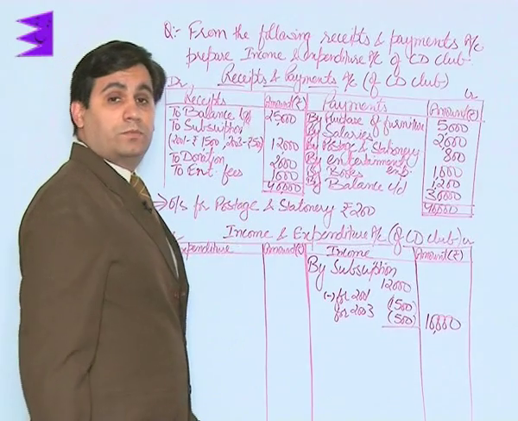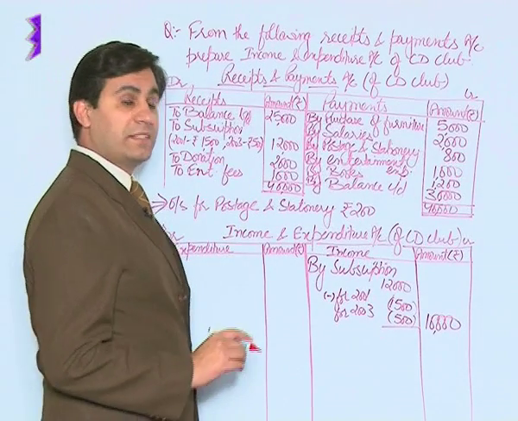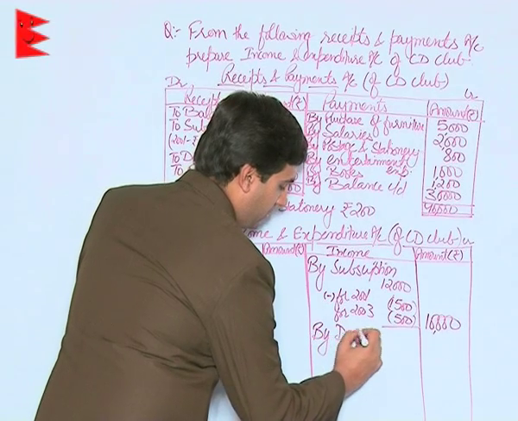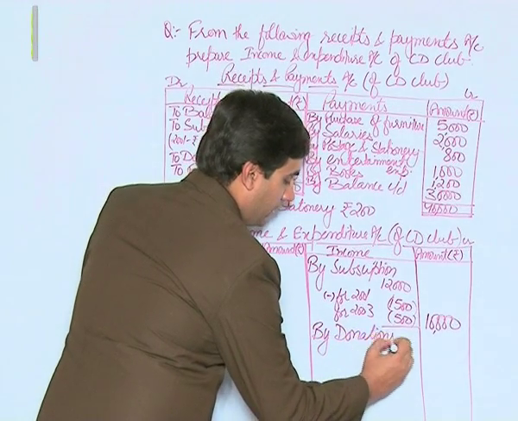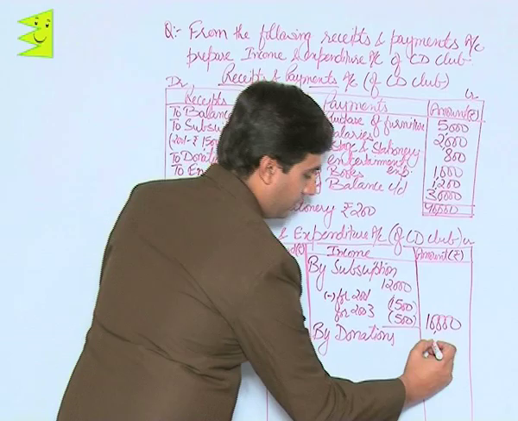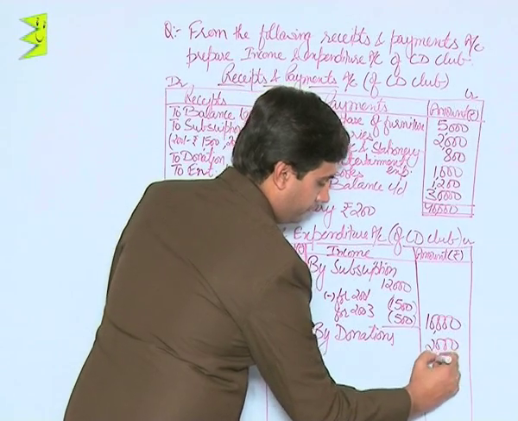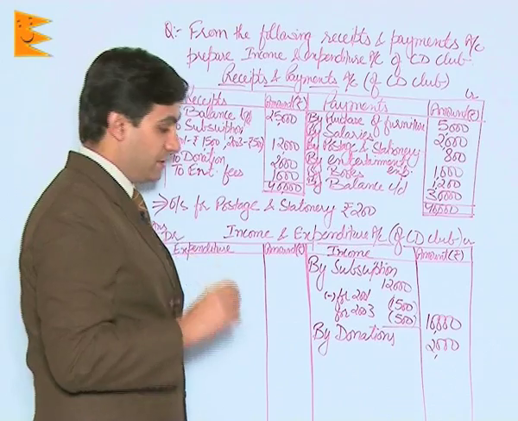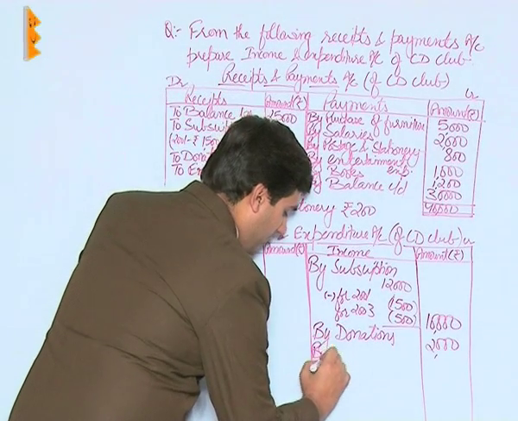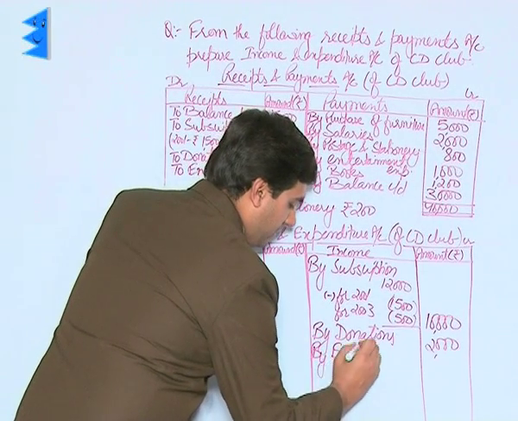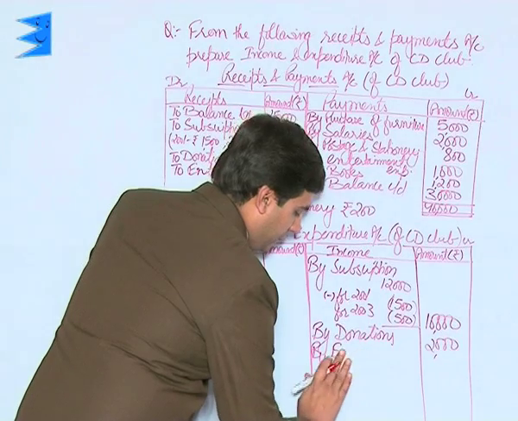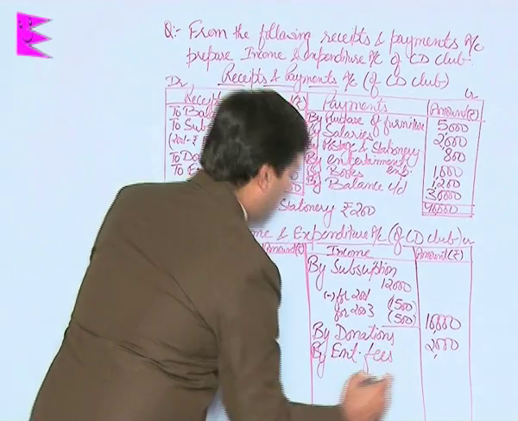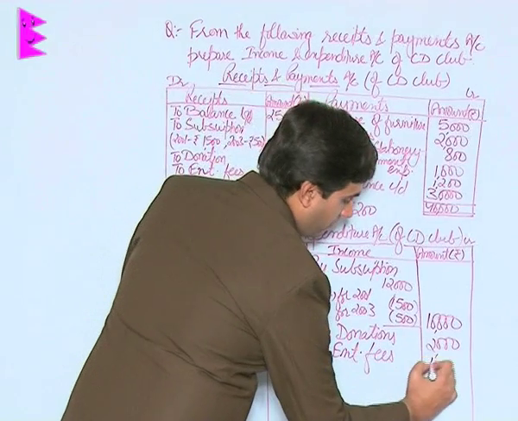Then donations. Nothing is mentioned. Donation would be considered an income for this year. By donations, the amount would be 2,000. Next is entrance fees. Again, since nothing is mentioned, entrance fee would be considered income for this year. It would be a revenue income. So entrance fees is 1,000.